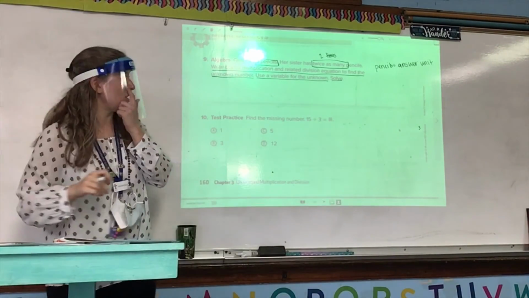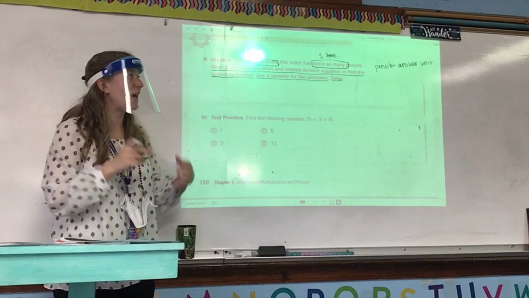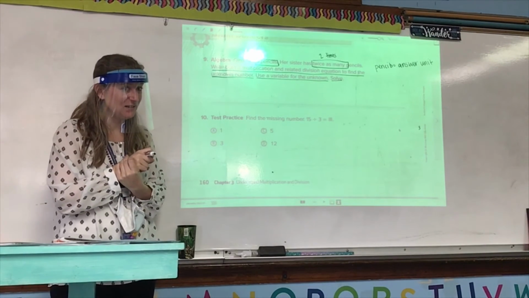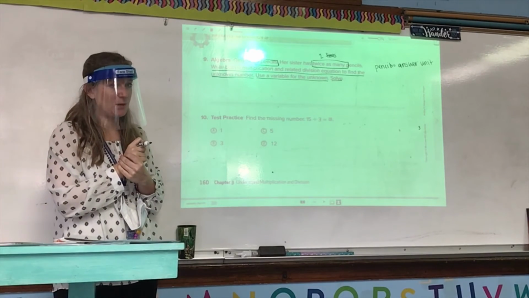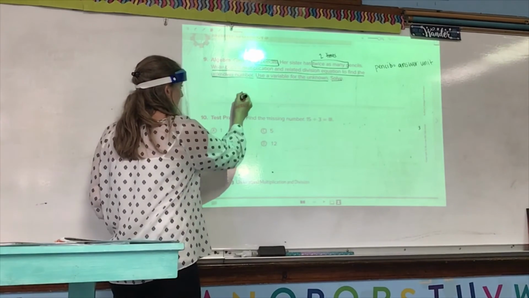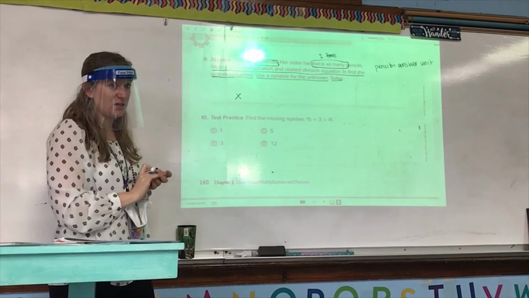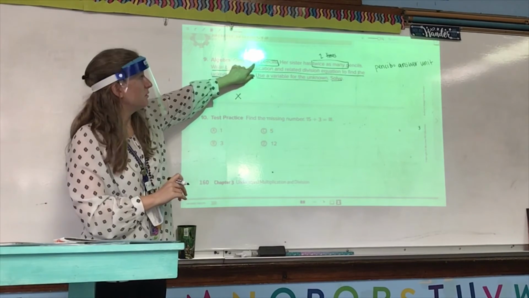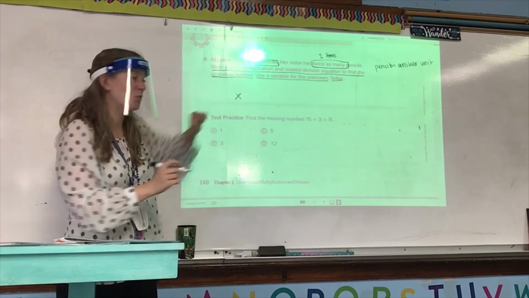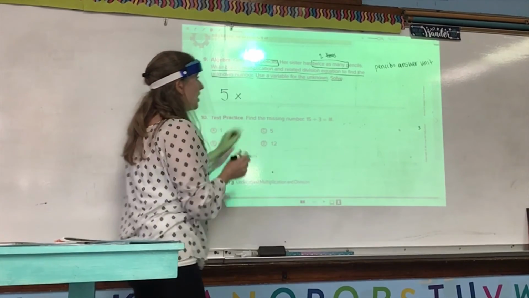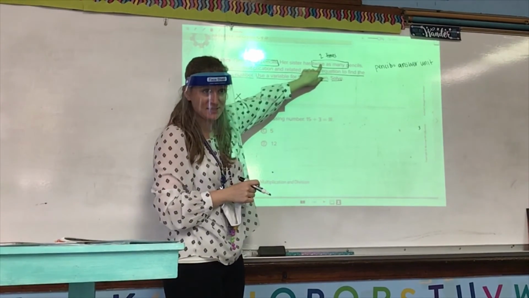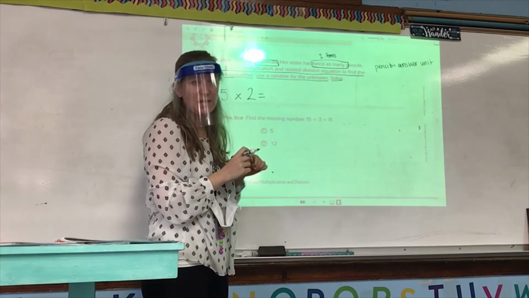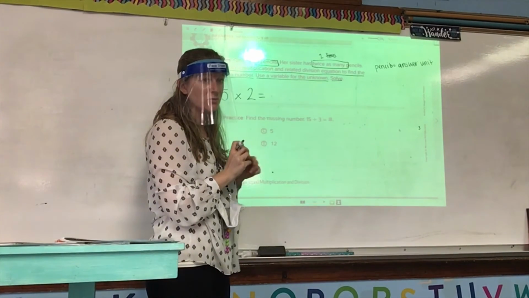Now, if Gina's sister has twice as many as Gina, is she going to have more or less? More. So what operation do we have to do to solve this problem? Multiplication. Okay, now what numbers do we know? We know how many pencils Gina has, which is 5. We know how many more her sister has, which is 2. Do we know how many pencils her sister has? No.